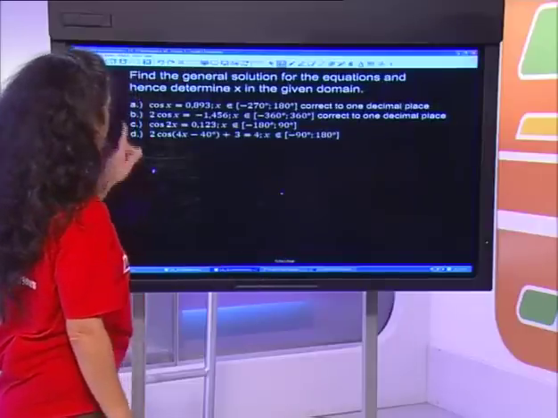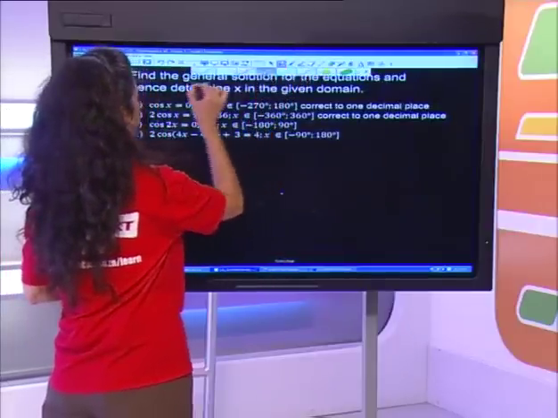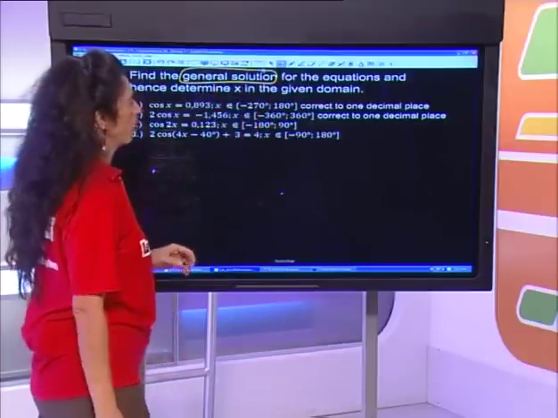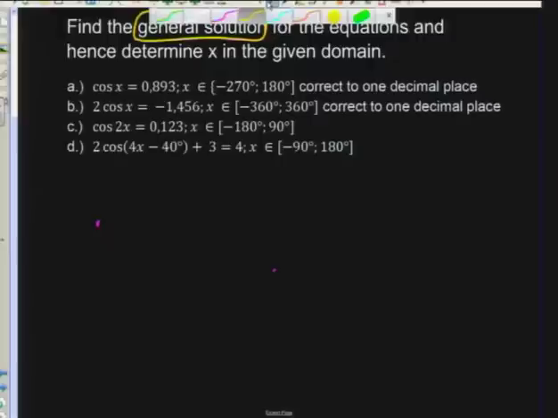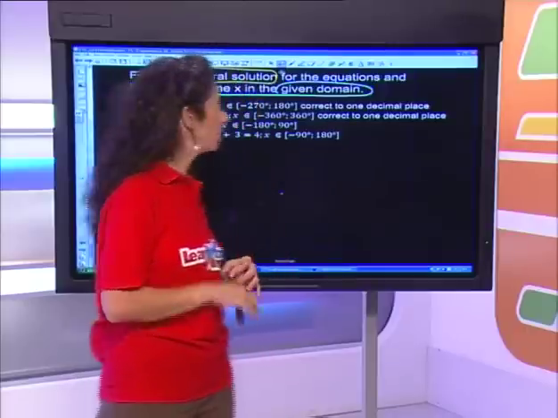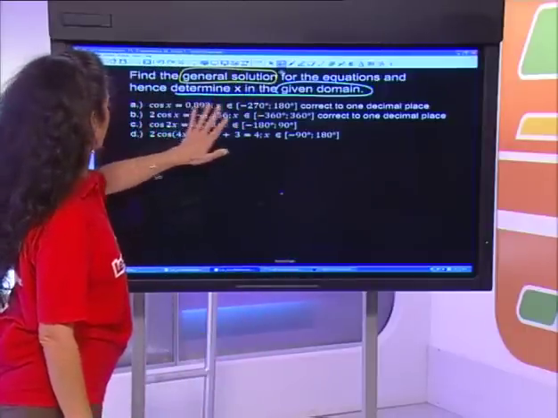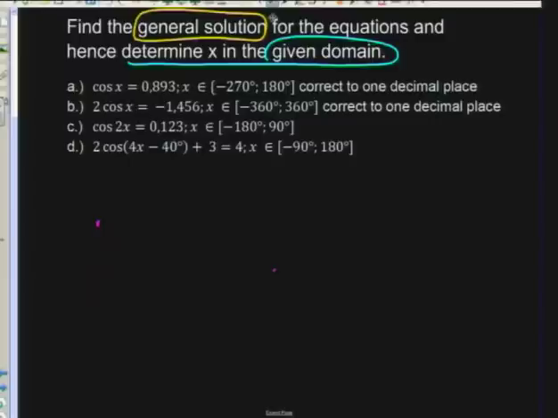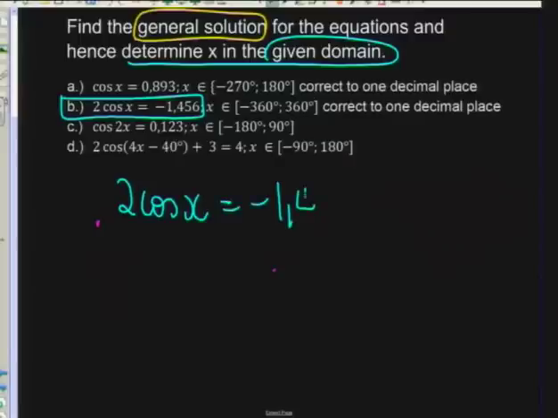But right now, let's do some more revision. Okay, so the question says, find the general solution for the equations and hence determine the x value in the given domain. Okay, doesn't matter what equation we're solving, we're always going to find the general solution before we work with any of the domains. So I'm going to leave out the first one because we've done enough of cos x. I want to look at B. I want to focus on what happens if you get 2 cos x is equal to negative 1,456.